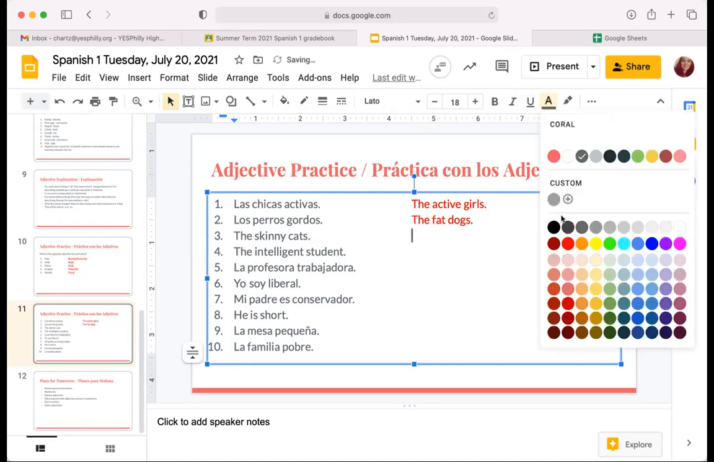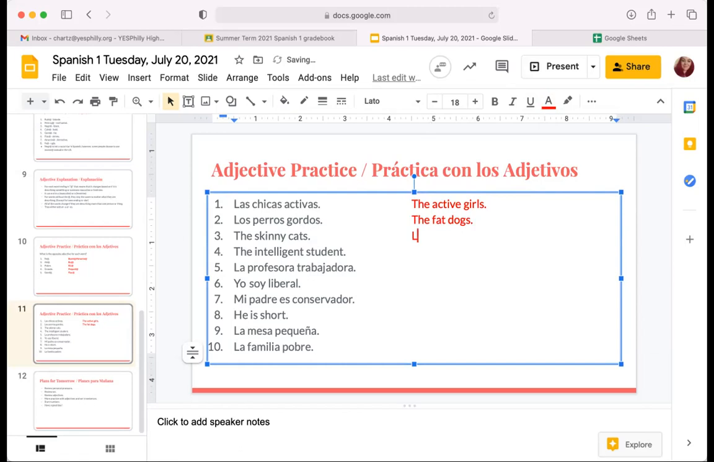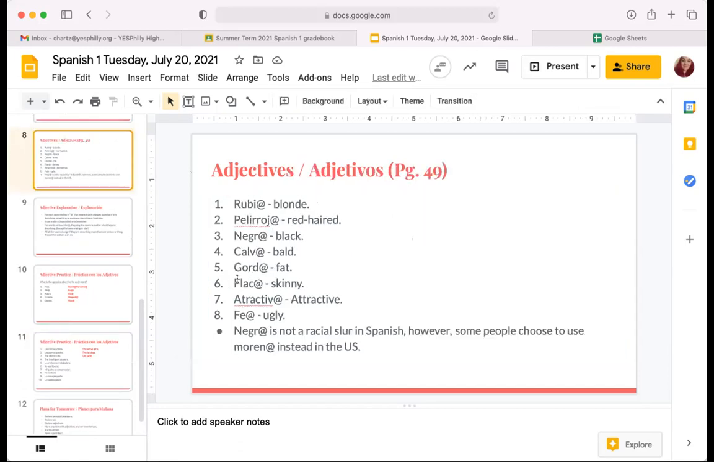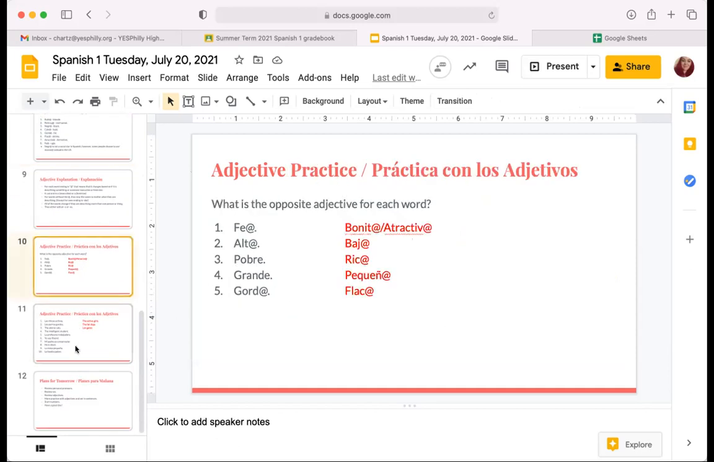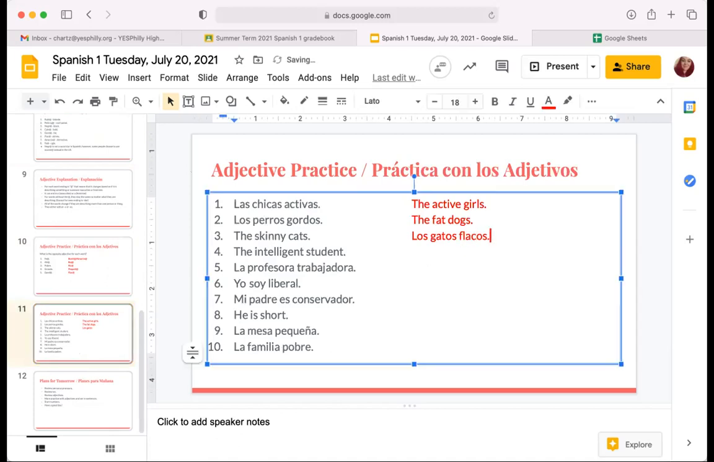Now there's skinny cats. Do you know how to say cat in Spanish? Gata, gato. Yep. It could be gatas, if they're all feminine, but los gatos. And then you remember what means skinny? Flaco or flaca. So for this it would be flacos. Yep, because gato is masculine, so flacos has to be too.